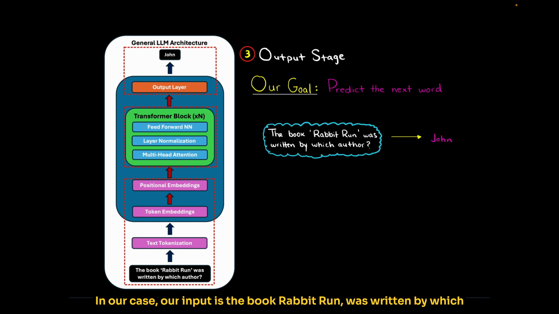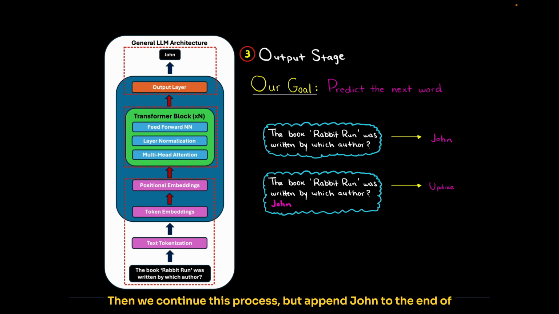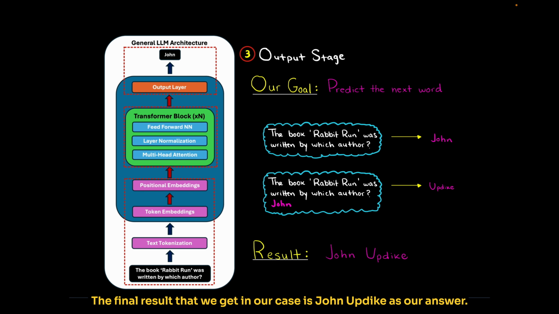In our case, our input is the book Rabbit Run was written by which author, to which our next word that's predicted will be John. Then we continue this process but append John to the end of our initial input, and as such get the next word, which is Updike. We can continue this process indefinitely to generate new words in our sequence, which is what makes LLMs autoregressive, meaning the model generates one token, or word in this case, at a time, using the words that are already produced as input for the next prediction. The final result that we get in our case is John Updike as our answer.